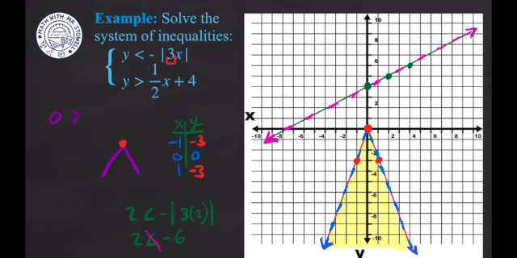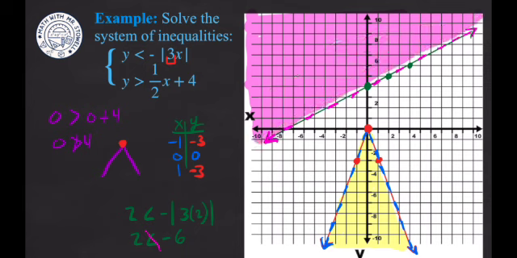Is 0 bigger than 0 plus 4? Well, 0 is not bigger than 4. So we have to shade the opposite direction since 0, 0 is not in the solution set. So our shaded region would be on this side. This is where we are going to end up shading for our answers.